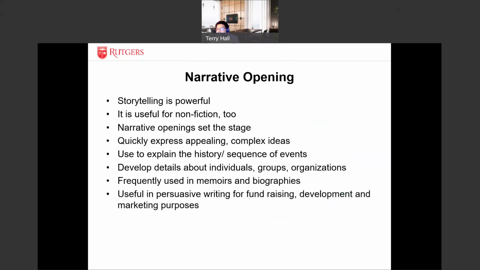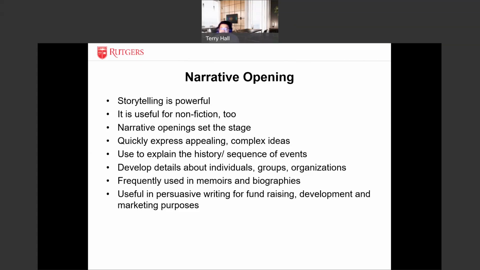There's different types of openings, and this next sequence is designed to focus on just a few of the ways that students can make their work more interesting. The narrative opening is based around the concept of basic storytelling. Storytelling is a really powerful tool. It's not just useful in fiction, it's also useful in nonfiction. Narrative openings set the stage for the remainder of the paper. They quickly allow the author to express appealing and complex ideas in a way that is digestible to the reader.